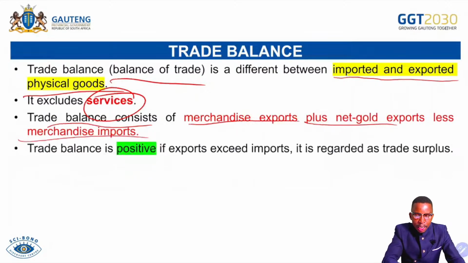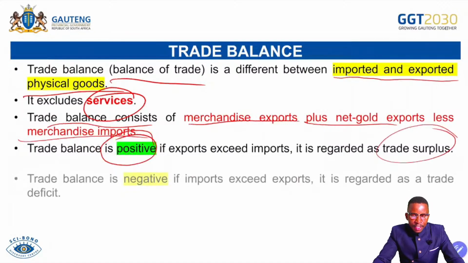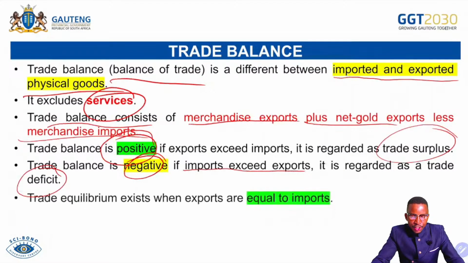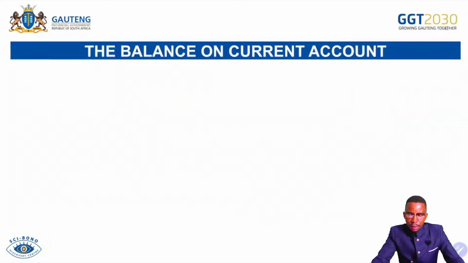If the trade balance is positive, it indicates that the exports are more than the imports. That is called the trade surplus. And if the trade balance is negative, that means imports exceed exports. That is known as the trade deficit. And then trade equilibrium exists when exports are equal to the imports. That will be the trade equilibrium.